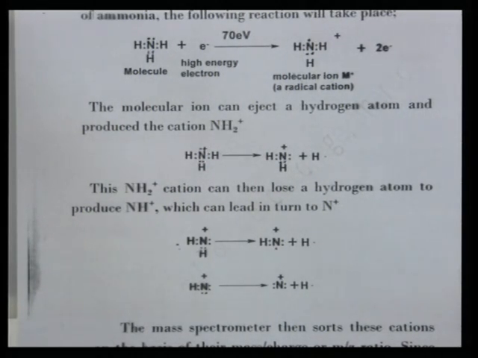The molecular ion can eject a hydrogen atom and produce the cation NH2 plus. This is shown in the second reaction. So, NH2 plus is produced by removal of an H radical. This NH2 cation can then lose a hydrogen atom to produce NH plus, which can lead in turn to N plus. In the third reaction, NH2 plus loses an H radical again and we get the NH plus cation. Now this NH plus cation further loses an H radical and we get the N cation. This is shown in this reaction.